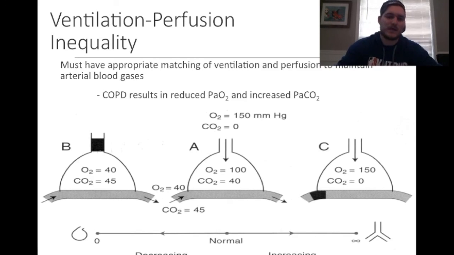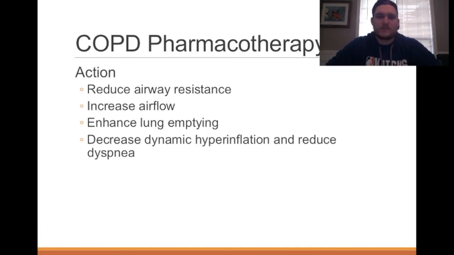And so, again, it's not only differences in ventilation throughout the lung, but perfusion as well. And so normally we'd want that ratio of 1:1 of ventilation to perfusion to maintain arterial blood gases. And what COPD is going to result in is a reduced arterial oxygen partial pressure, and then an increased carbon dioxide partial pressure. So physicians are going to prescribe certain medications in order to help those with COPD live a better quality of life.